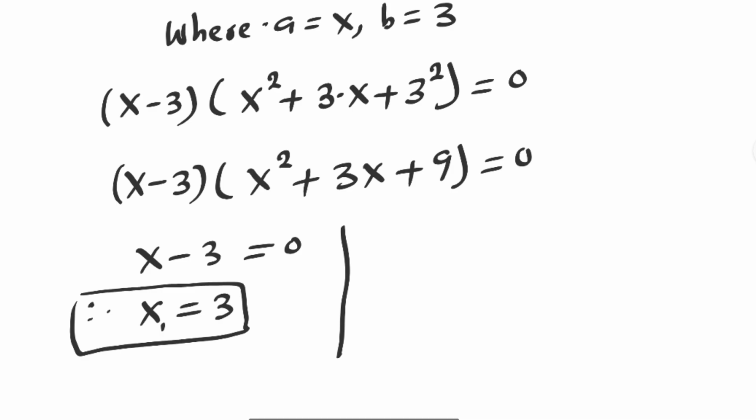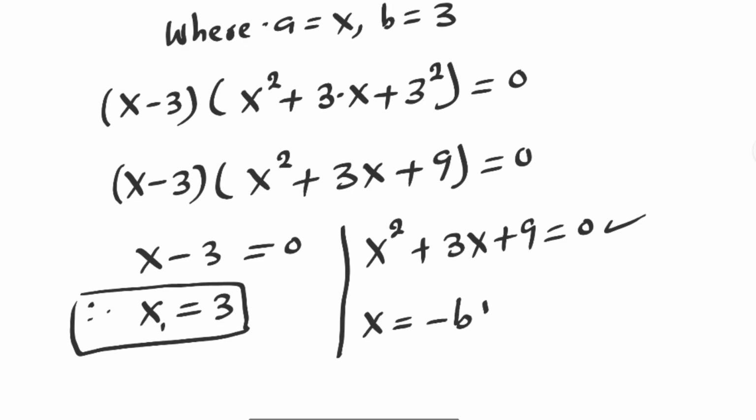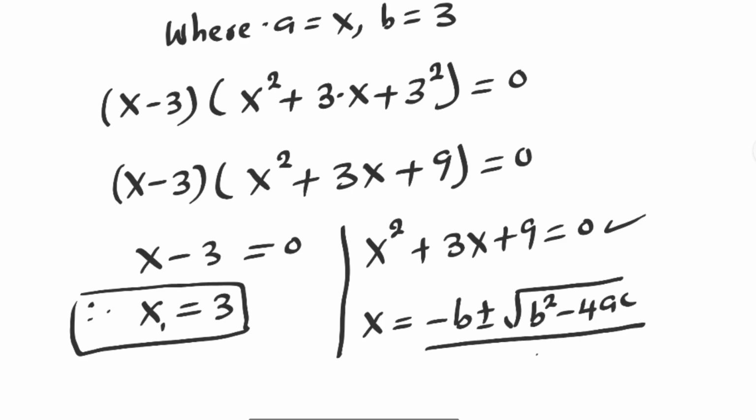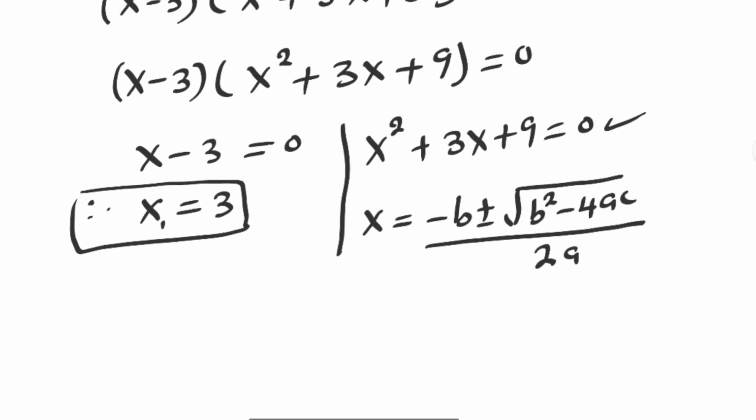And the second case is s square plus 3s plus 9 is equal to 0. This is a quadratic equation. Let us solve this using quadratic general formula. S is equal to minus b plus or minus square root of b square minus 4ac over 2a. And from this equation, a is equal to 1, which is the coefficient of s square. B is equal to 3, which is the coefficient of s. And then c is the constant here, which is 9.